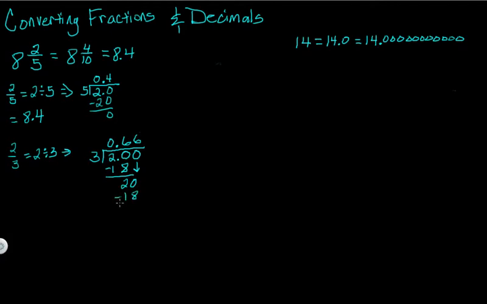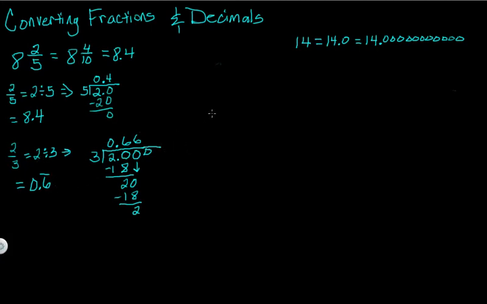Now wait a minute. We can see a pattern forming here. If I keep doing this, I'm going to keep annexing zeros. I'm going to keep getting 20. 3 going into 20 is going to keep going 6 times. So this is how we create our repeating decimals. So 2/3 is equal to 0.6 repeating. Doing the division, we would just continue to get 6s all the way across the board. So that's how 2/3 is equal to 0.6 repeating.